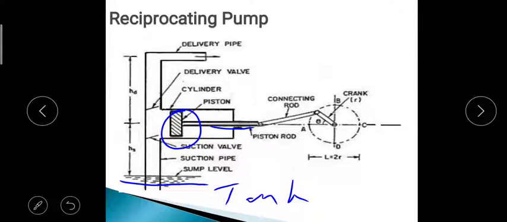Then there is the piston rod, connecting rod, and crank. The next one is the delivery valve. Delivery valve is also a one-way valve. Once it is open, it cannot be opened in the other side. And there is a delivery pipe to deliver the water at the higher end. These are the parts of the reciprocating pump.